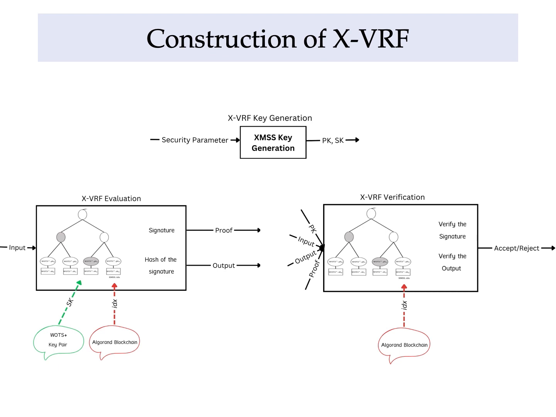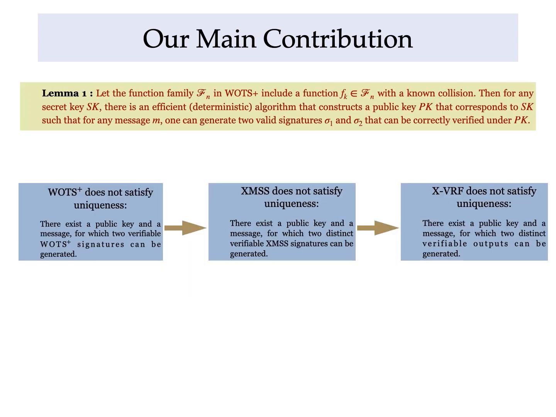So in verification, the verifier receives the public key, input, output, and proof. And the verifier first verifies the signature using the public key, input, and proof, and then verifies the output and checks to see if the output is the hash of the signature or proof or not. And if everything is fine, then the verifier outputs accept, otherwise outputs reject. And again, we use this Algorand number or index or state from the Algorand blockchain.